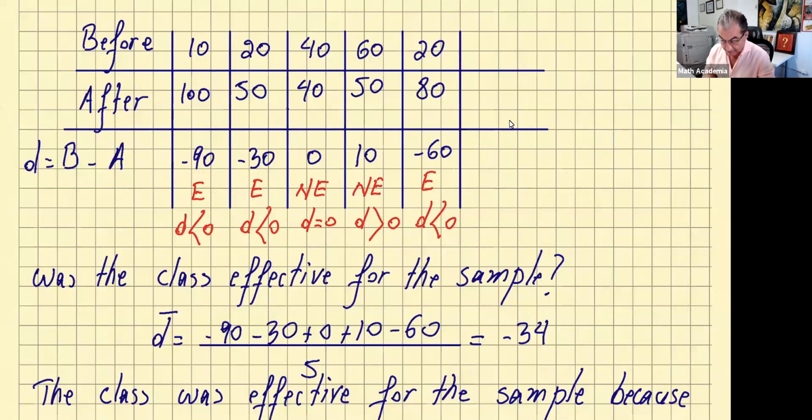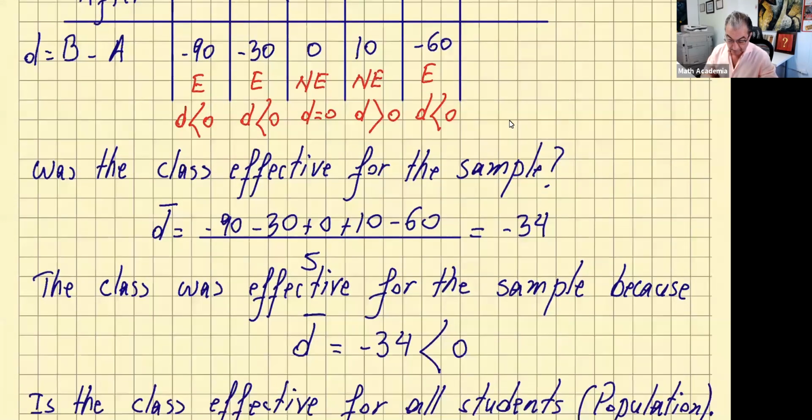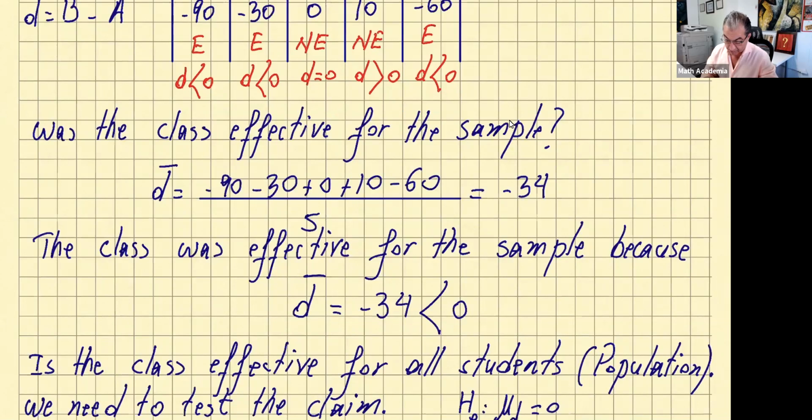When you look at this, the answer I get most of the time is yes, because most students in the sample have negative numbers. But to answer that mathematically, or the right way, you should calculate d bar, which is the average of the differences. If you do that, you get negative 34. So I can say yes, it's negative. On average, this class was effective for the sample that we picked. The class was effective for the sample because d bar is negative 34, and it's less than 0.